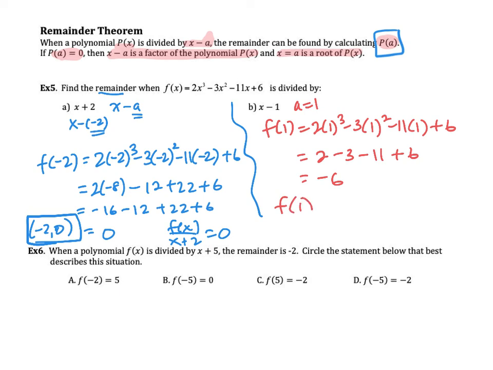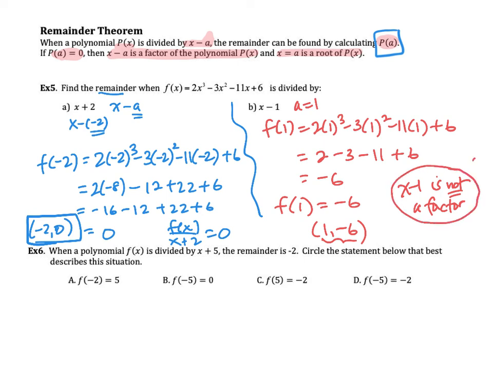So this time we're saying when you plug in 1, you get a remainder of -6. It is not a factor. So x minus 1 is not a factor, but the remainder does allow us to see what point would be on this graph if we were to graph it. So when I plug in a 1, I get a remainder of -6. Well, that's just my x and y coordinates. So that means point 1, -6 is on this function. But when you're doing long division, if you get a remainder, that means it's not a factor. This was a factor. X plus 2 was a factor of the function. X minus 1 is not a factor.